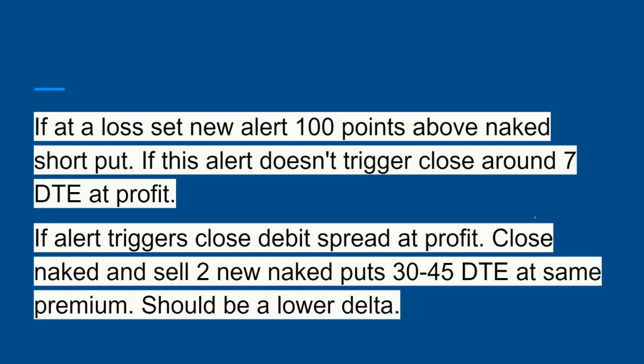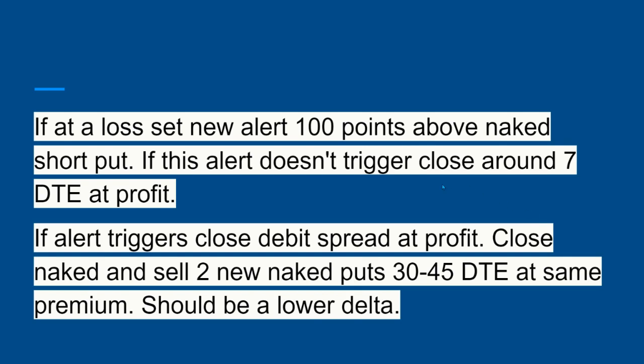But now, if you're at a loss at the 0.2 delta, which is a pretty good case if this happens pretty quickly, then you want to set an alert about 100 points above the naked short. So if you sold the naked short at 34.50, set an alert at 35.50. The delta would go up a bit to around 0.3 delta at this point if it does hit that with at least a week or two before expiration.